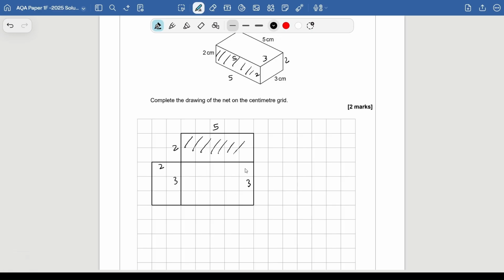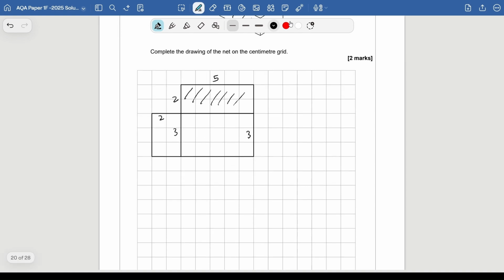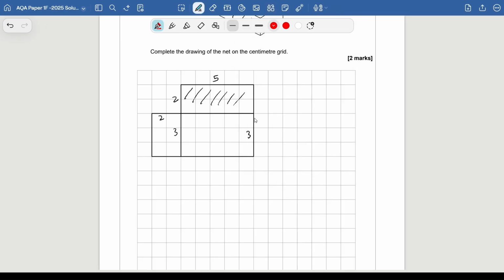We need to draw the remaining part. So one more of the same type is to be drawn. Like the top face is drawn, so the bottom face will also be 5 by 3. And this part, the other side, will be 3 by 2. And this other side will be 5 by 2. So if I complete drawing here using another color. All right, so there will be one more 2 by 3.